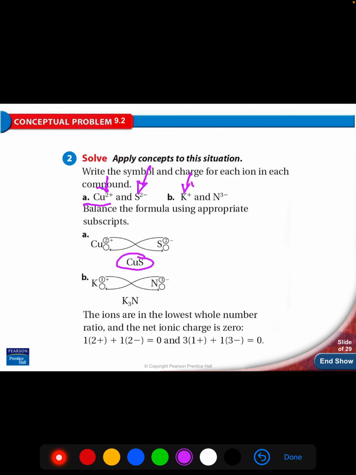So what we do is we put 3 potassiums together with 1 nitrogen to give us potassium nitride, K3N for its formula, and pronounced potassium nitride, and written out when it's written out that way. But my charge is balanced.